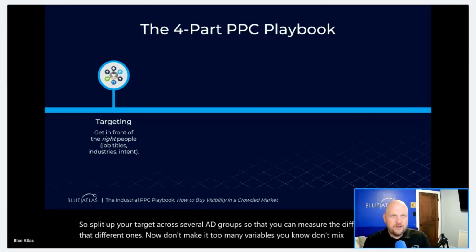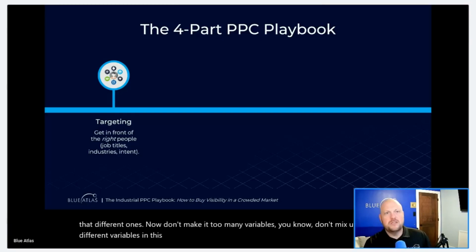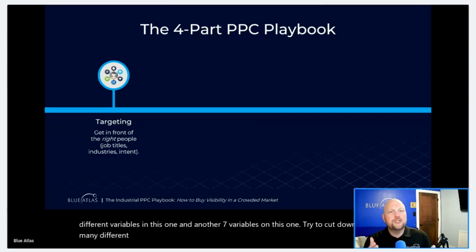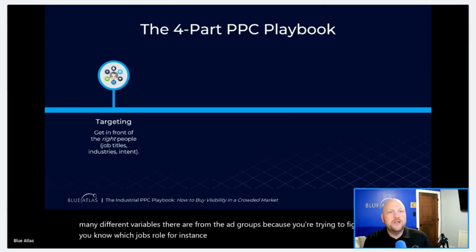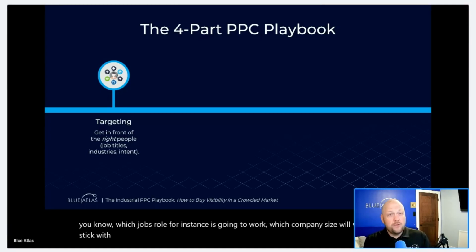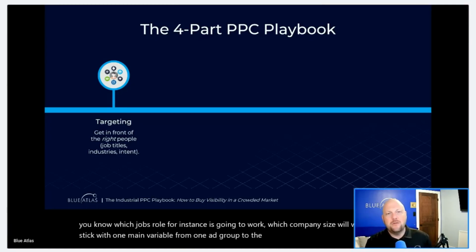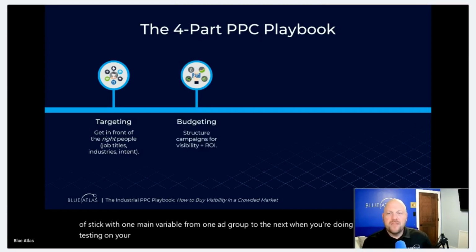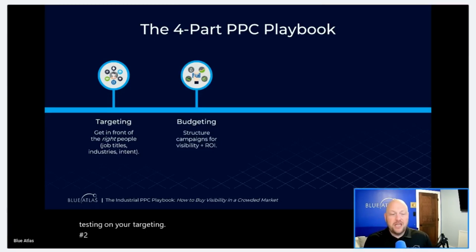Now, don't make it too many variables. Don't mix up 5 different variables in this one and another 7 variables on this one. Try to cut down on how many different variables there are from the ad groups because you're trying to figure out, for instance, which job role is going to work? Which company size will work? Kind of stick with one main variable from one ad group to the next when you're doing that A/B testing on your targeting.